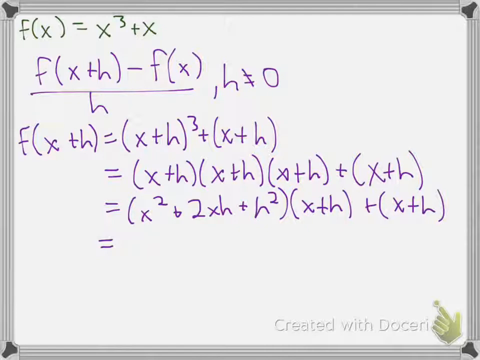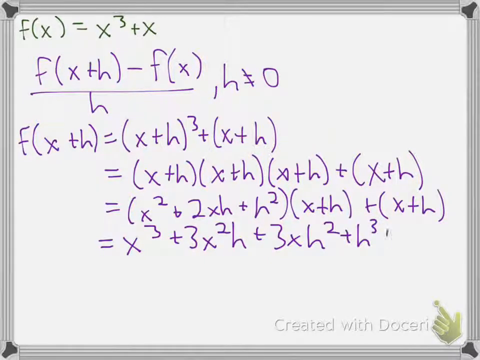I'm then going to combine like terms, and we get x cubed plus 3x squared h plus 3xh squared plus h cubed plus, again in the end, x plus h. Now you may be looking at that. That is a Pascal's triangle binomial expansion. We did that a little bit as well in Algebra 2. But in either case, we got what we need. I looked through. I can't really combine any more of those terms. It's set as it is. So that is my f of x plus h.